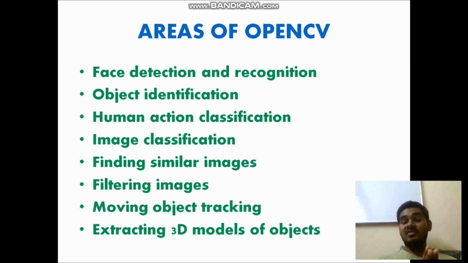So what are the areas where we need OpenCV? In image processing applications, like detecting faces, recognizing faces, detecting objects from an image, action classification, image classification, like comparing two images and matching with the image that exists in the database, and finding similar images when an image is given as input, and filtering images, converting a low clarity image into a high clarity image, tracking moving objects, and extracting 3D models from an object. These are all various areas of OpenCV, and they are not limited. They can be extended to any area of image processing.